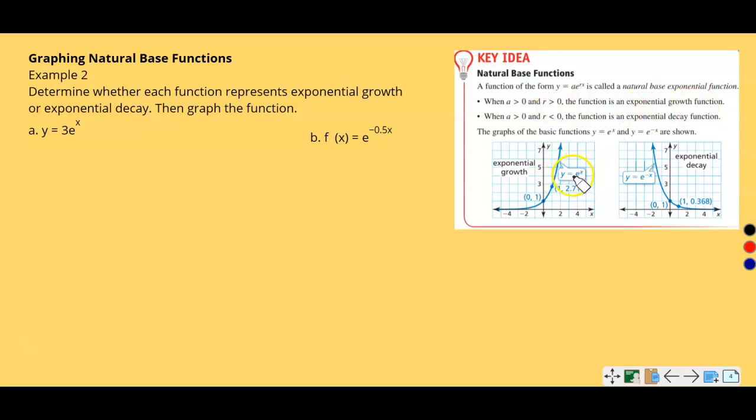So here you can see a is assumed to be 1 and r is positive. So this is exponential growth. When a is greater than 0 and r is less than 0, the function is exponential decay. So here we've got these two basic functions, y = e^x, that's exponential growth, and y = e^(-x), which is exponential decay. All right, so when we look at part A, a is 3, r is 1, greater than 0, so it's positive. So part A is exponential growth.